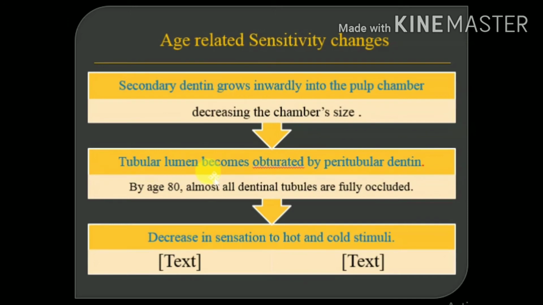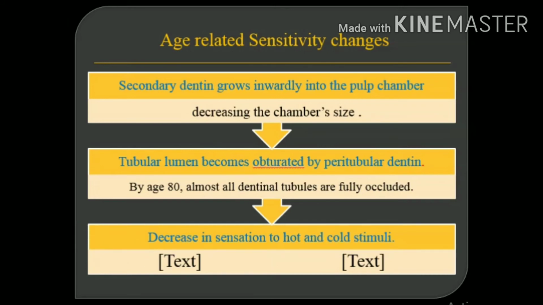The tubular lumen becomes obturated with peritubular dentine, meaning the dentinal tubules are going to become closed, obturated by peritubular dentine deposition around them. And by the age of 80, almost all dentinal tubules are occluded. There is a decrease in sensation to hot and cold stimuli.